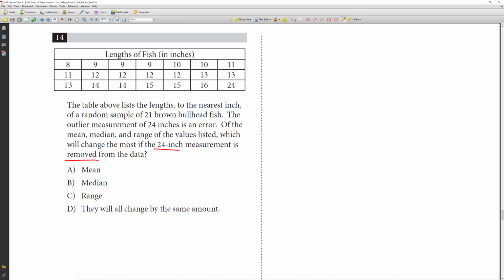This is just a definition type problem. That means mean, median, and range. You need to know what these mean. This is actually a 10-second problem. The one that would change the most is your range. The range actually in this case is 8 through 24. If you knock out the 24, the range becomes 8 through 16. So that changes the most.